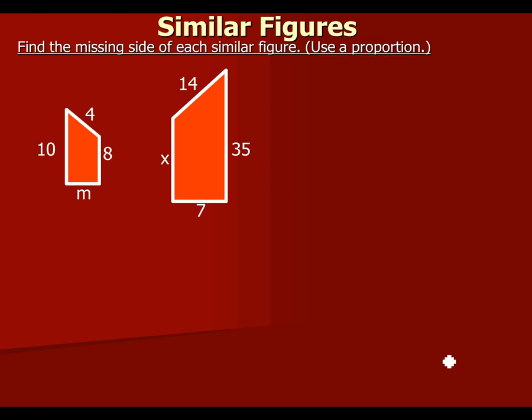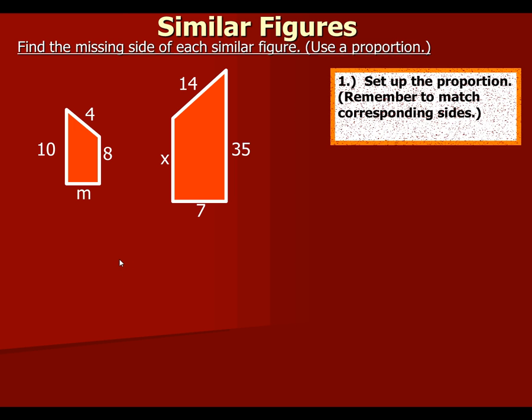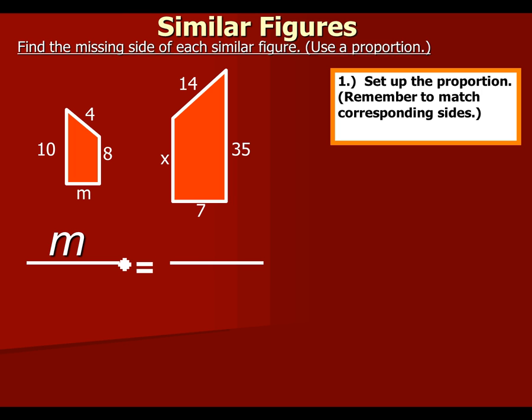Now here's one where you have a few things. You have m and you have x. We're looking for two things, the unknowns really. They're not variables because they're not going to be a bunch of numbers. They're only going to be one number. It doesn't matter what you solve for, but make sure you only solve for one letter. Don't try to solve for both letters at the same time. So I'm going to put m in there first. M corresponds with 7, and 4 corresponds with 14.